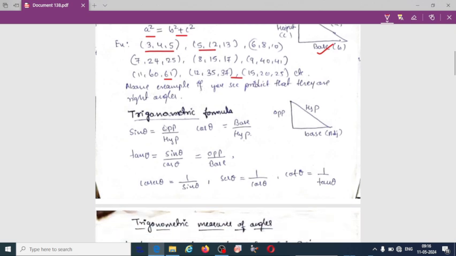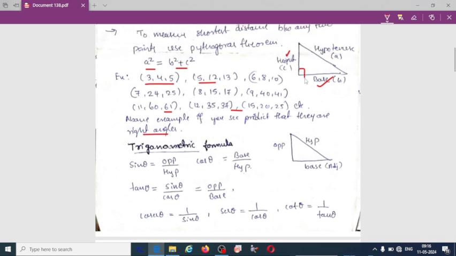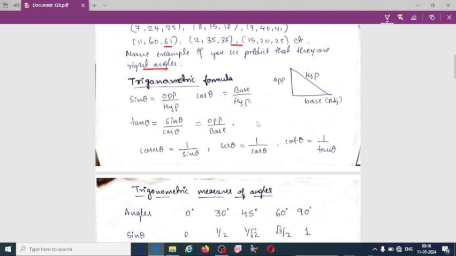So the above examples are what? Right angle triangles. The angle is how much? 90 degrees here. So the trigonometric formulas are also very helpful. For a triangle, sine theta is what? Opposite by hypotenuse. This is the hypotenuse, this is opposite and this is base. So sine theta is opposite by hypotenuse, cos theta is base by hypotenuse. So tan theta is what? The ratio of sine theta to cos theta, that is opposite by base.